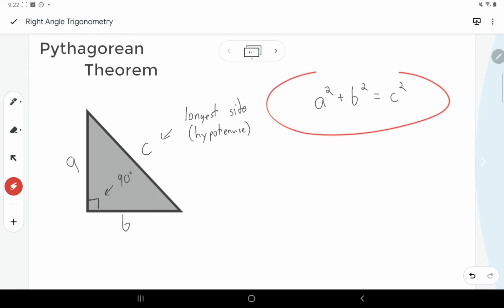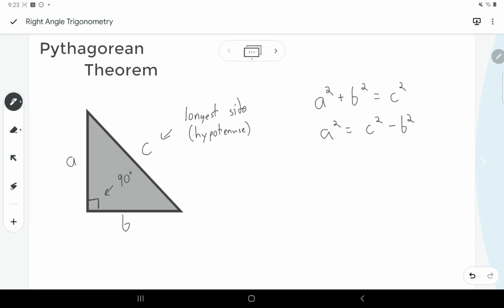So this equation can be used to find side C if we have A and B. Right? So it's used to find this longest side, assuming that we have side A and side B. Okay? We can also use this equation just by messing with it a little bit to find either of these side lengths. Okay? So just by moving things across the equal sign here, we can find instead A squared, so just one of these sides, equals C squared minus B squared. Okay, and similarly, you could find that B squared equals C squared minus A squared.